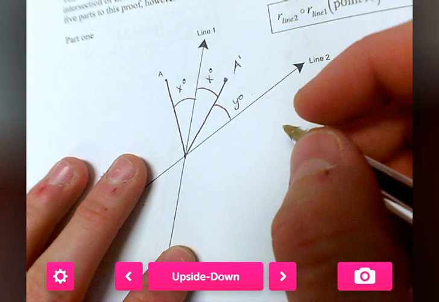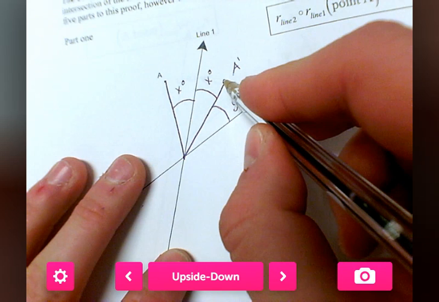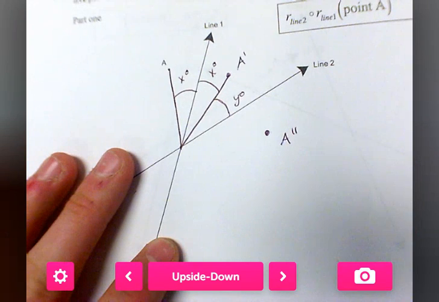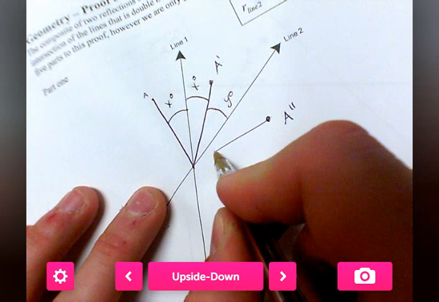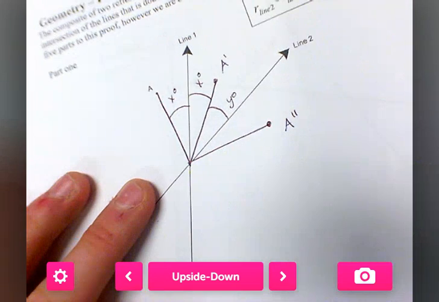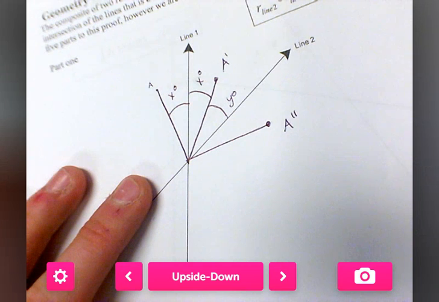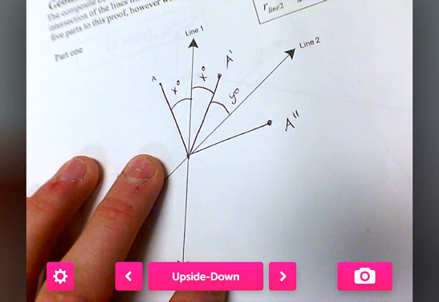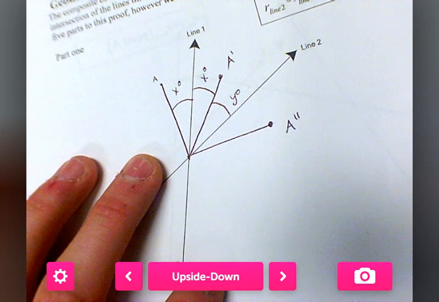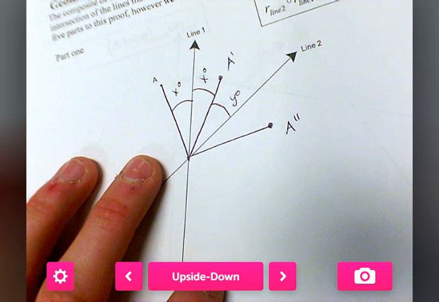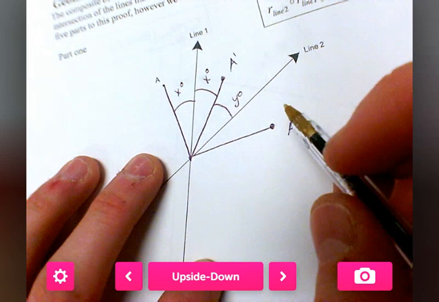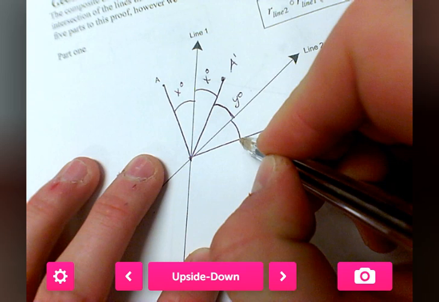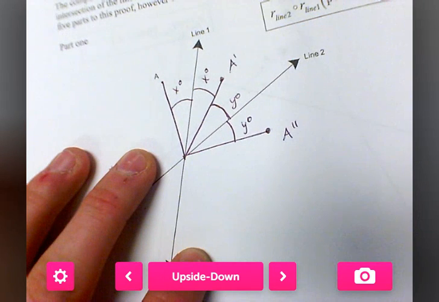Okay, so we're going to reflect A prime over this line. I'm going to put A double prime about right there. I'm going to draw my line to the intersection point. Now remember, if your points aren't exactly reflected, if they aren't exactly the same length, that's okay. We're working in generalities right now. So remember, we went y degrees to the line. So how many degrees do you have to go past the line? Y degrees.